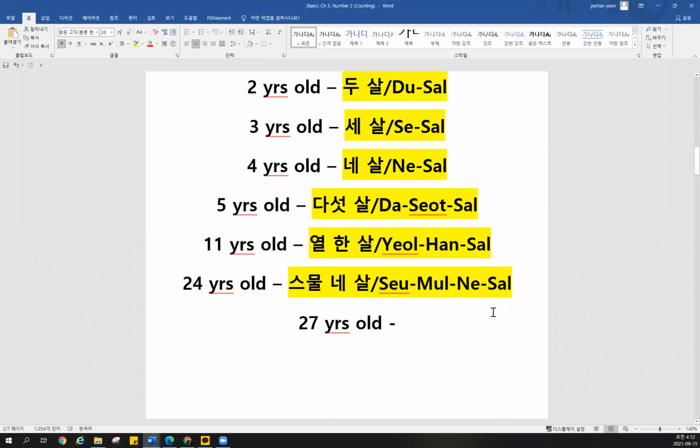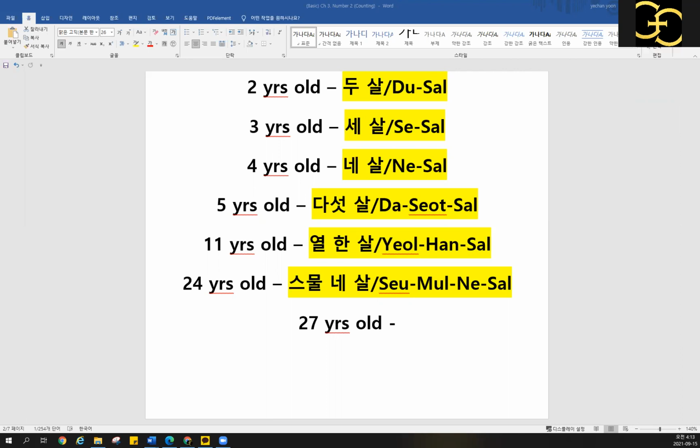All right. So I'm going to give some examples for you. 27 years old. We already learned how to count with 20 and 7, right? 27 is my age, actually. So how can you say 27 years old in native Korean? The format is going to be 20 and 7. So can you try? 27 years old. 20 is 스물. Oh my goodness, Linda, look at that. 스물일곱 살. All right. 7 is 일곱.